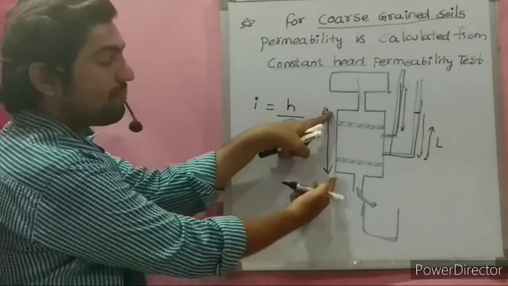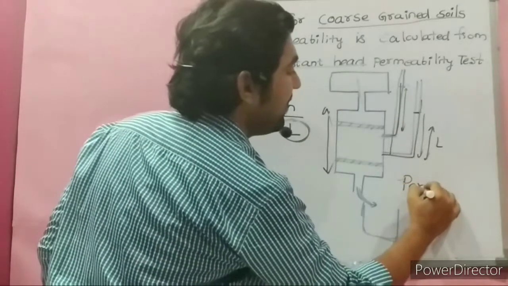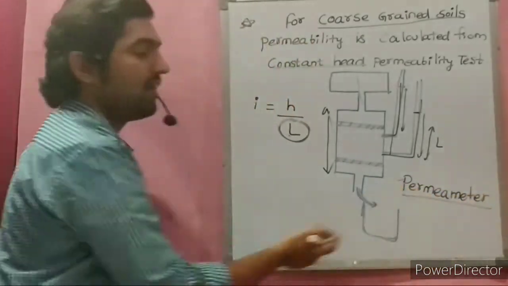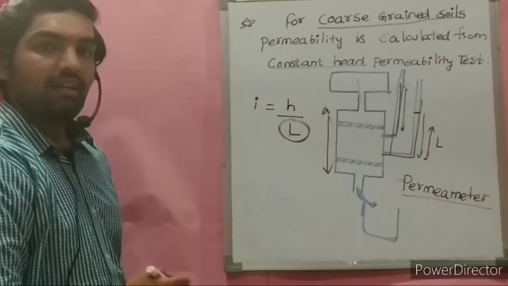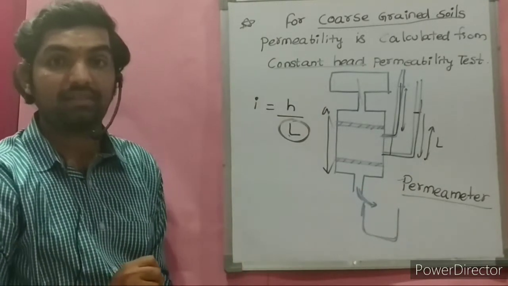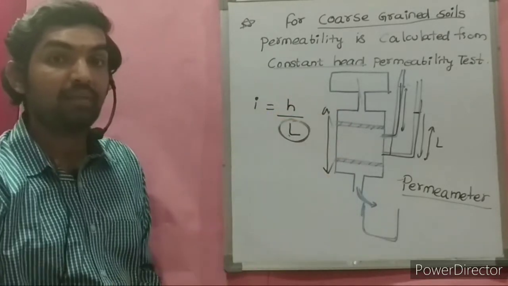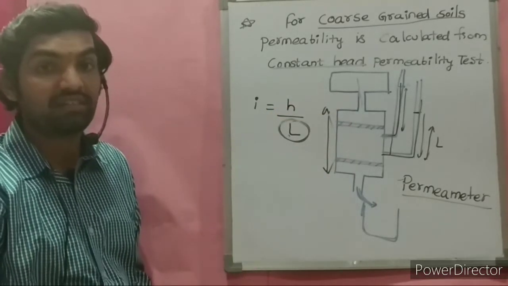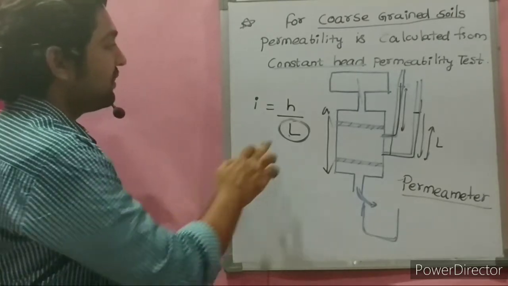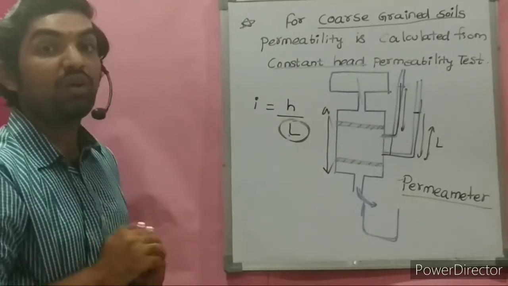This mold is called a permeameter. It is pronounced like that. The diameter of this permeameter will be given to you by the lab assistant. He will give the value, thereby you calculate the area. Area is equal to pi by 4 d square. Like that you calculate. So here L refers to the length of the flow path. That is the point to be noted.